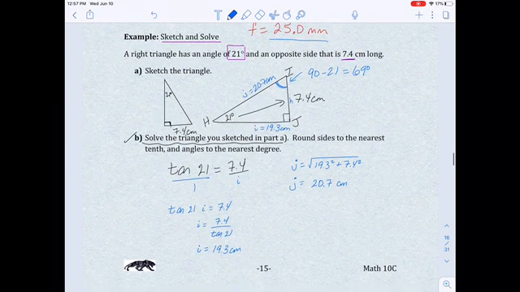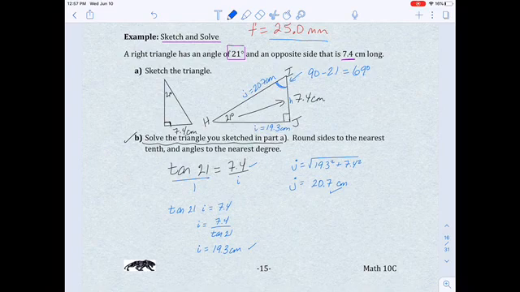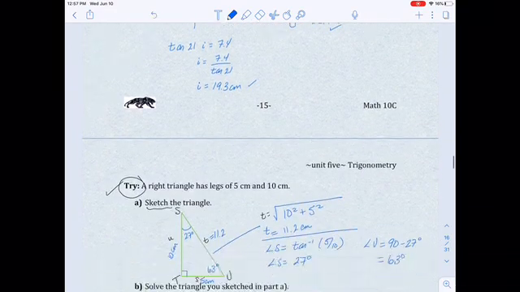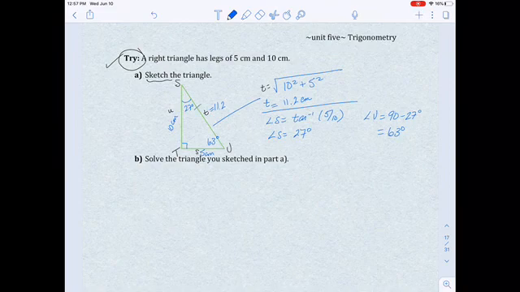Okay, for the next one, our answers should have been 7.4, 19.3, and 20.7, in terms of our side lengths, and the one was already given to us. I guess we had the 7.4, and our angle was 69. And for the final one here, I've solved it. Our missing side was, of course, 11.2. That was our hypotenuse, and our two angles were 27 and 63.